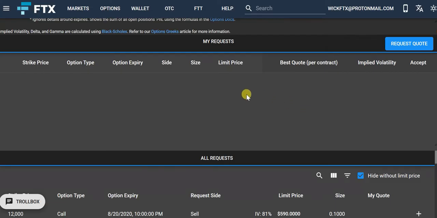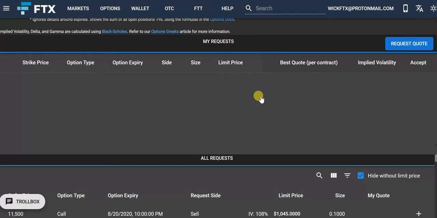Moving forward, this is what I consider the nuts and bolts of FTX. This is where you're going to come to place all your trades, to pick your strike prices, to pick calls or puts, and to pick your expiration. To place a trade, simply click on Request Quote.